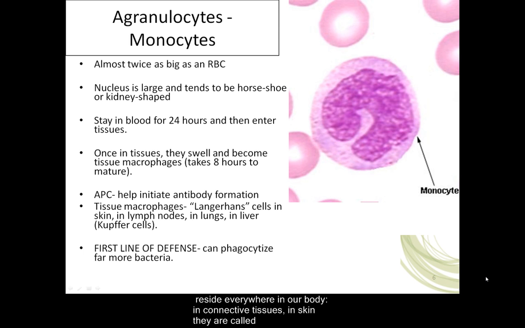Tissue macrophages reside everywhere in our body. In connective tissue and skin, they are called Langerhans cells, and in the liver, they are called Kupffer cells. Macrophages are our first line of defense. They phagocytize bacteria, break down the bacteria in lysosomes, display parts of the foreign material on their cell surface, and recruit and activate other white blood cells to come join the battle.